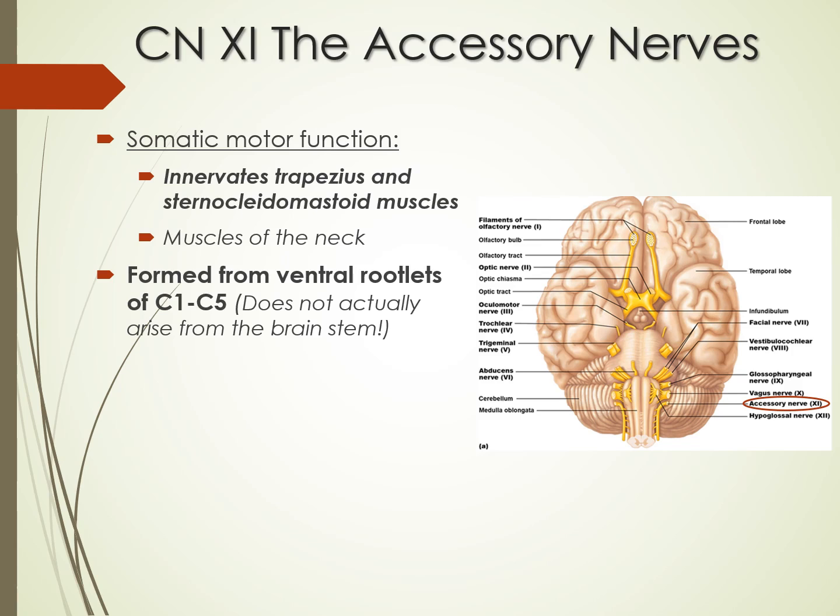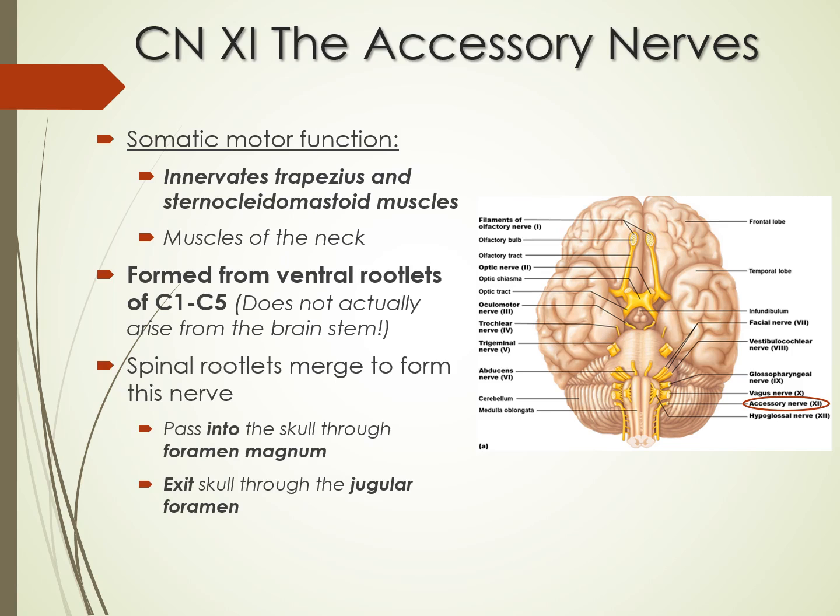So now let's talk about cranial nerve 11. A lot of people forget about this one as well. This one is another kind of odd man out. It innervates the muscles of the neck, the trapezius and sternocleidomastoid muscles. So neck flexion, neck extension, that's what it is innervating.